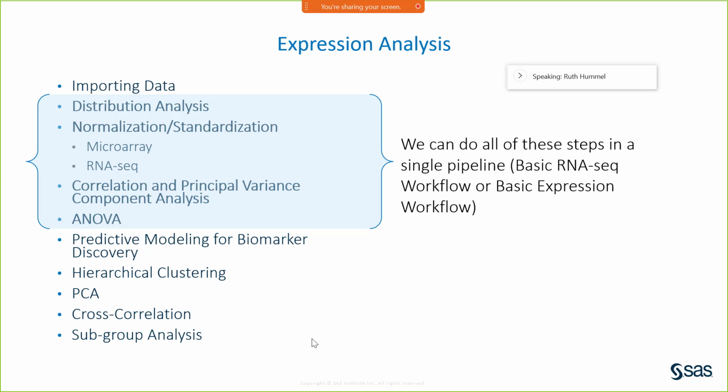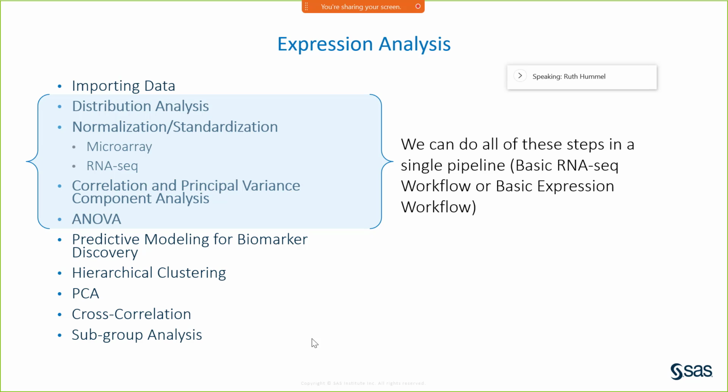When I'm doing an expression analysis, there's a lot of things I might be interested in. First thing, of course, I'm going to import the data. And then very common expression analysis tools would be looking at the distribution of the samples and if they are wildly different, perhaps normalizing or standardizing. We have different techniques to do this for microarray data versus for RNA-seq data. Then we might want to look at something like a correlation and principal variance component analysis to confirm that the treatment versus control actually is explaining some features and to get an idea of what experimental design factors are important in the model. And then I might actually make a model.